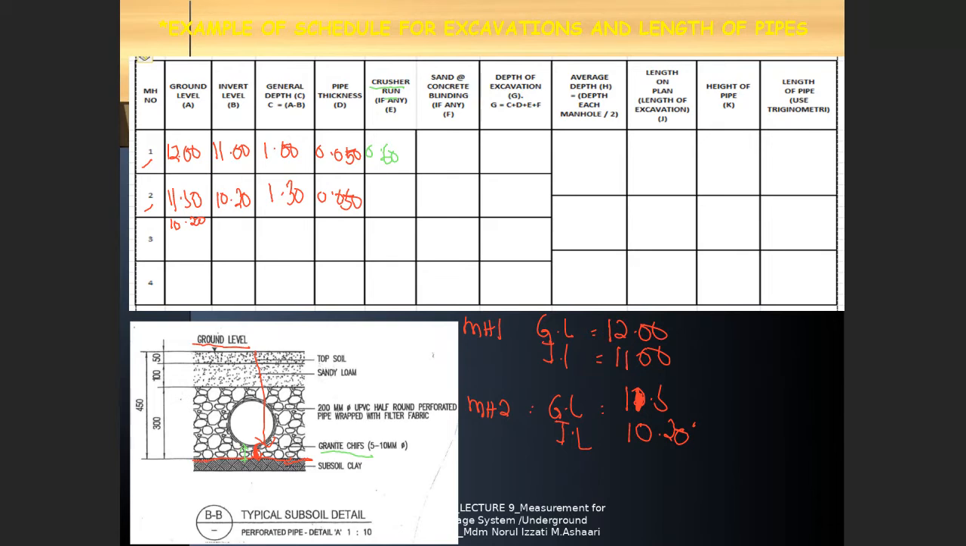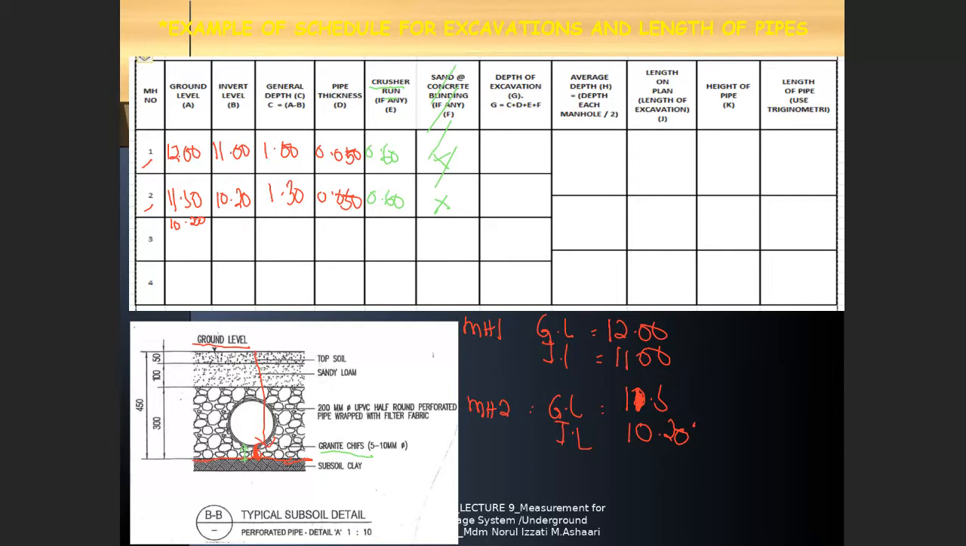As long as you add in the remaining components after the invert level, that must be shown in the schedule. So this is 1.6. Let's say you total up. We don't have any sand blinding, so just cancel it, or you don't have to prepare this one.